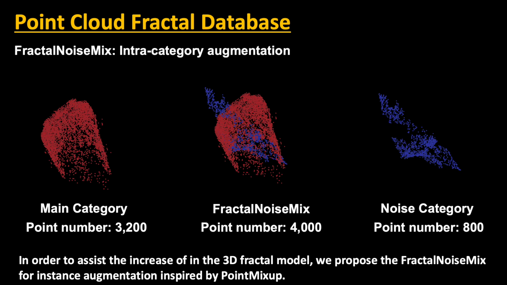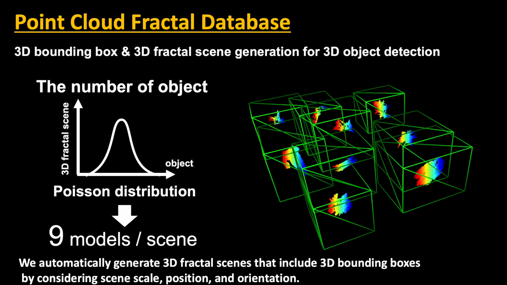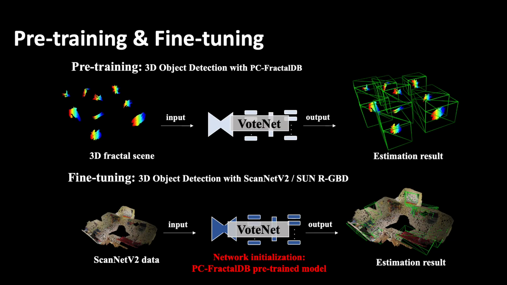In order to assist the increase in the 3D fractal model, we propose the fractal noise mix for instance augmentation inspired by point mixup. We automatically generate 3D fractal scenes that include 3D boxes by considering their scale, position, and orientation. We evaluate the proposed method by pre-training on the point cloud fractal database and fine-tuning it with ScanNet v2 and SUN RGB-D.